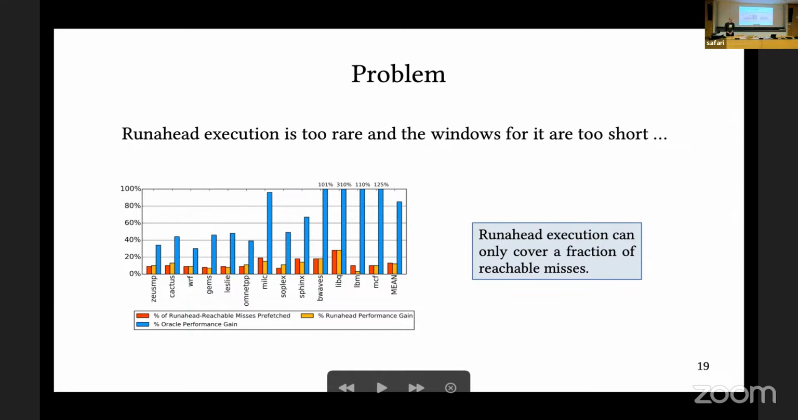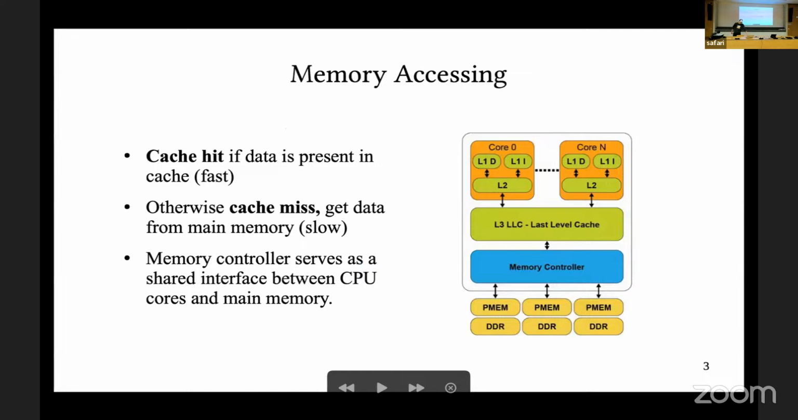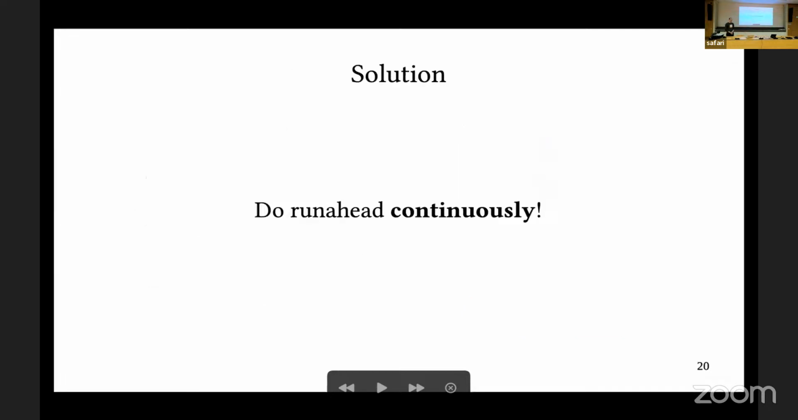Okay, so as the title of the paper suggests, the solution is pretty intuitive. We just do it all the time. We keep doing Runahead all the time. We don't wait for a specific event to happen to start, and we don't stop at some other event. So that's basically what the paper's about. Any questions up to here? Everything understandable so far? All right, great.